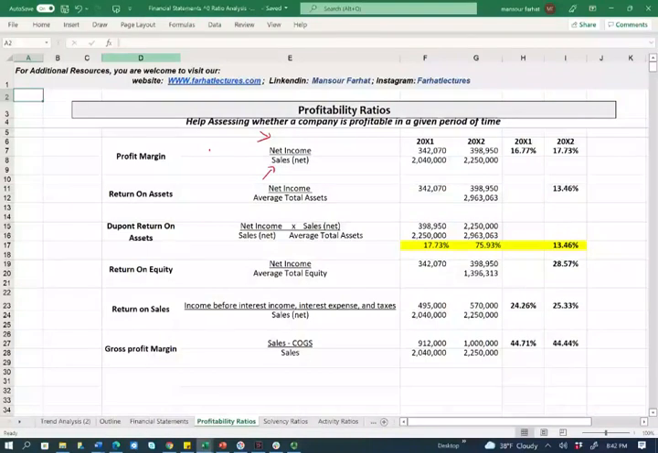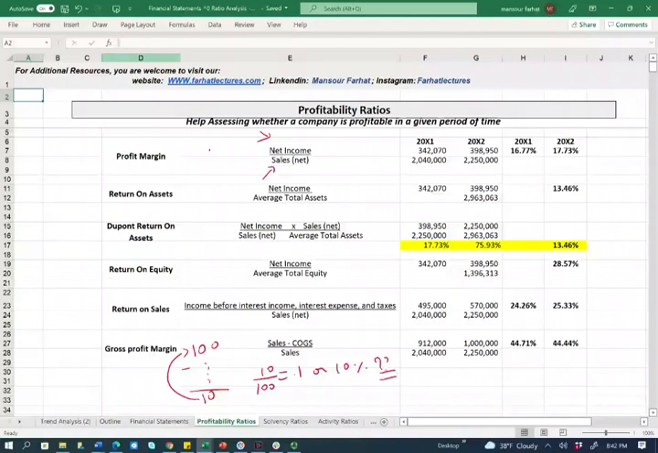For the sake of illustration, let's assume I started with sales of $100. I subtracted all my expenses, cost of goods sold, everything else, and my net income is 10. All I'm doing is taking this number, dividing it by this number. So if I take 10 divided by 100, I will get 0.1 or 10%. How do you interpret this number?